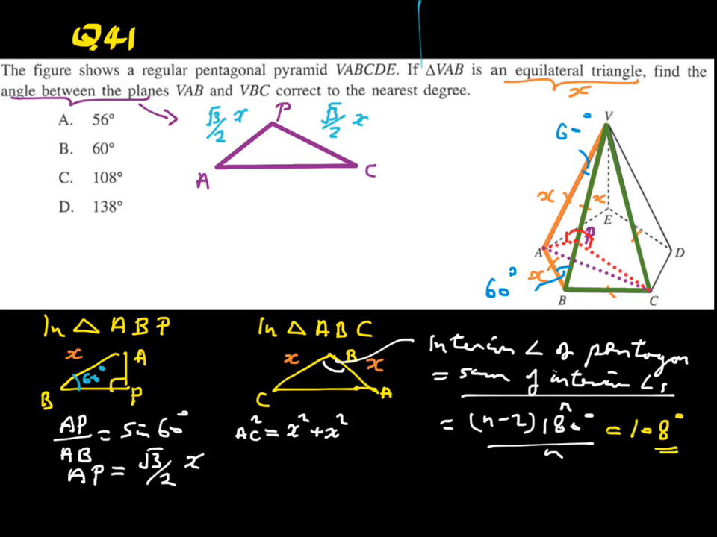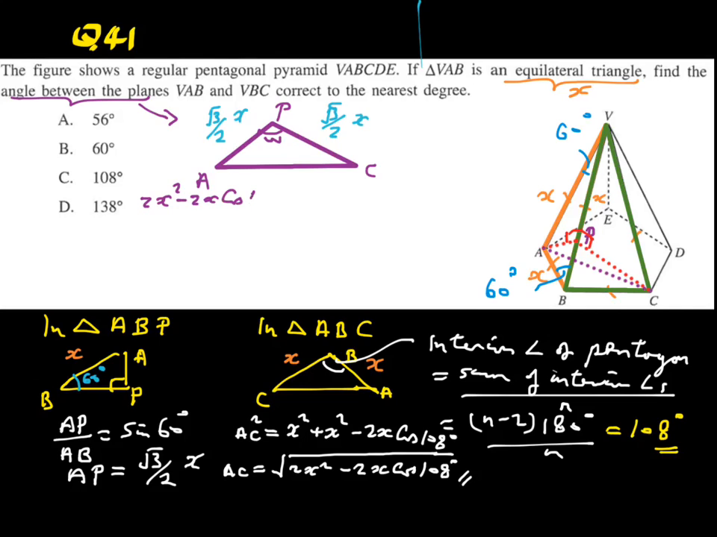So therefore, AC squared, using the cosine rule here now, hence AC is now equal to this. So I'll put this back onto my triangle on top and find the angle between the two planes. I'll let the angle between the two planes be W.